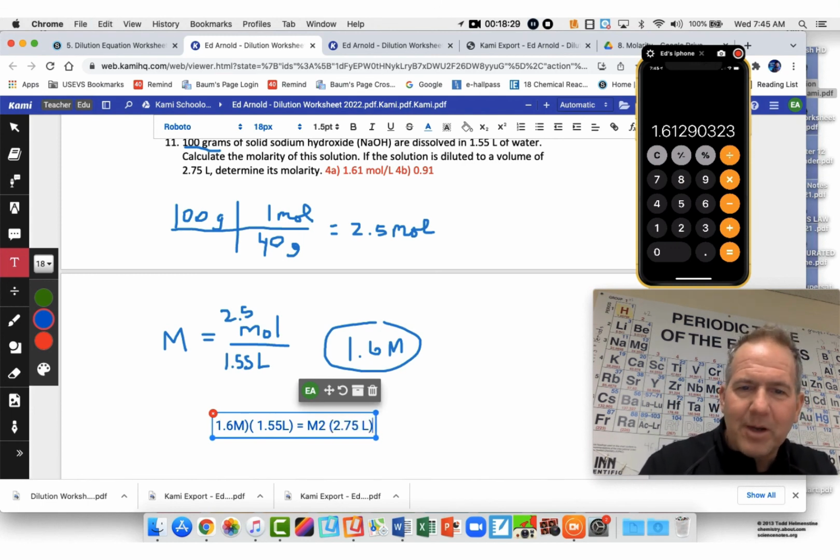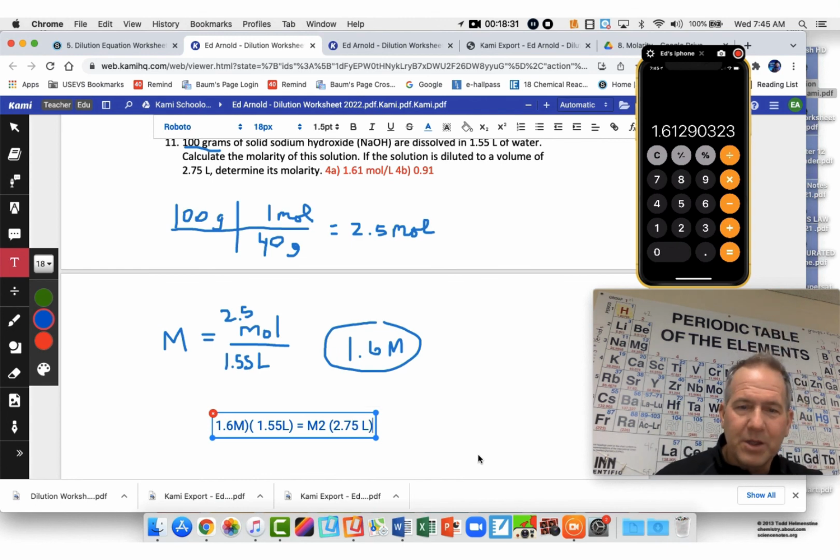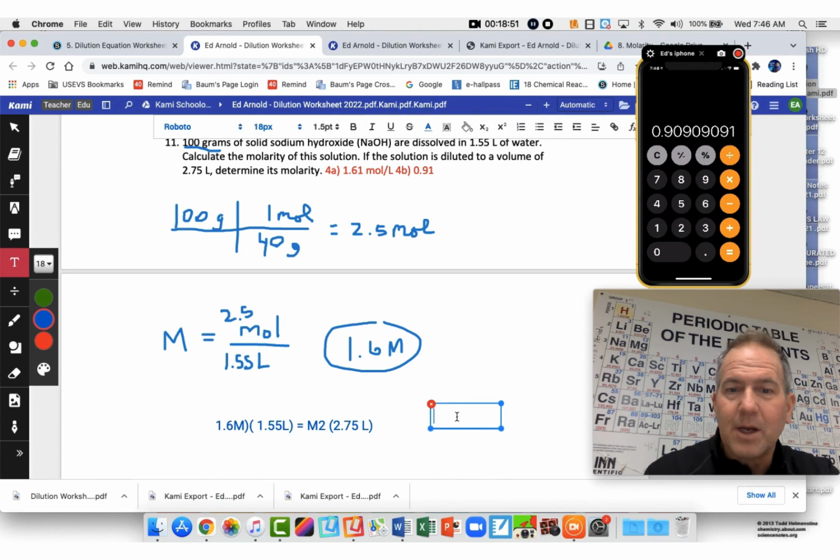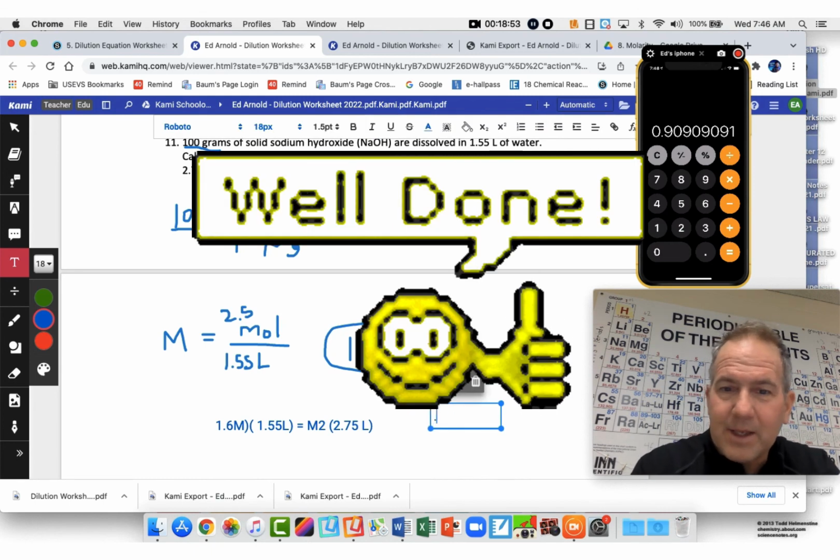And then we have our equation. Now I'm not going to round. This is already in my calculator. So I'm going to take that 1.6 times 1.55 and then divide it by 2.75. Boom. There's my answer. Hey, it matches the answer on the paper and looks like we're in business. All right. That's it. That's dilutions. They're not hard at all.